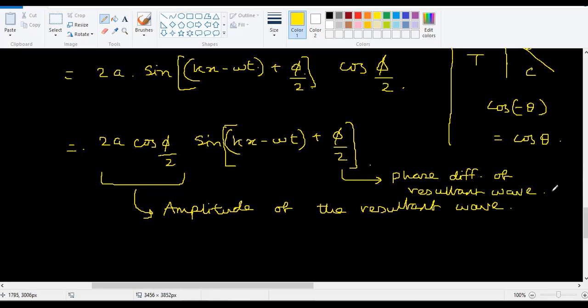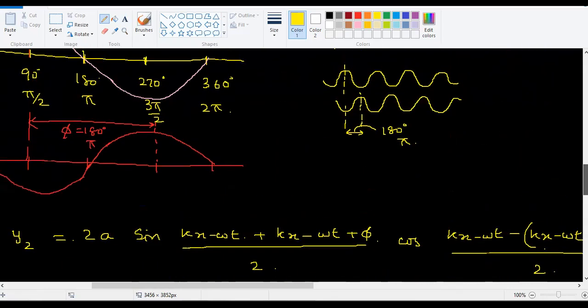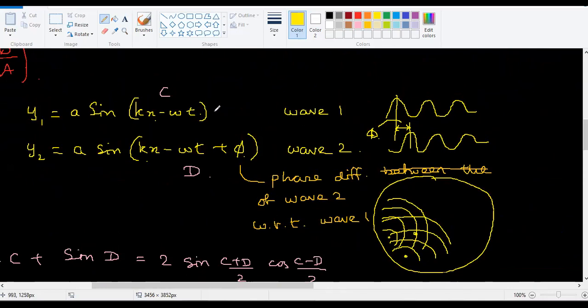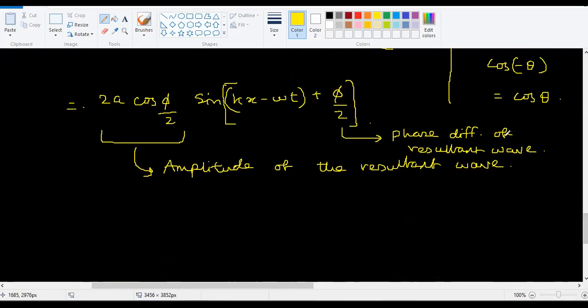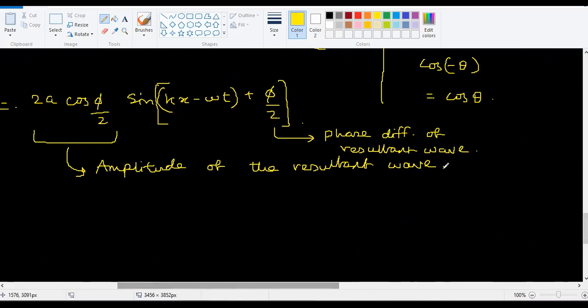So this is the first wave. There was no phi. So with respect to the first wave, the phase difference is pi by 2. With respect to the first wave, the phase difference of the second wave is phi. Phase difference of resultant wave with respect to wave 1.